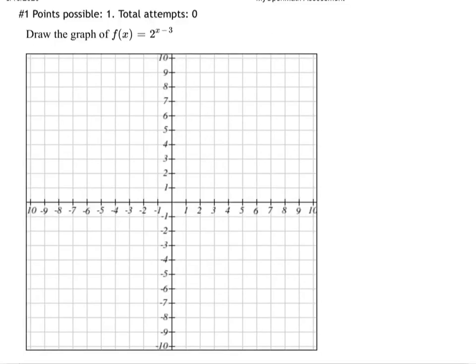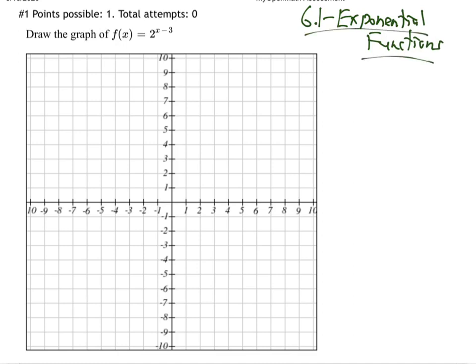Okay, so here we are. This is section 6.1, which is exponential functions. So what are we doing in this section? Here is an exponential function: f(x) = 2^(x-3).